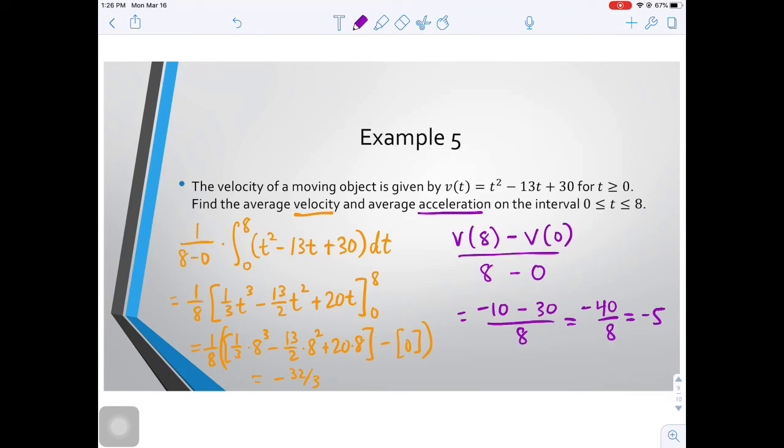This is a different idea than finding average value, although the two ideas are very much connected to each other, because v of 8 minus v of 0, this part right here, is the fundamental theorem of calculus, the antiderivative values that we would get if we integrated acceleration from 0 to 8. We'd get the antiderivative value, velocity at 8 minus velocity at 0. The 8 minus 0 is the same as this 8 minus 0 over here. So in fact, the two ideas are related to one another.